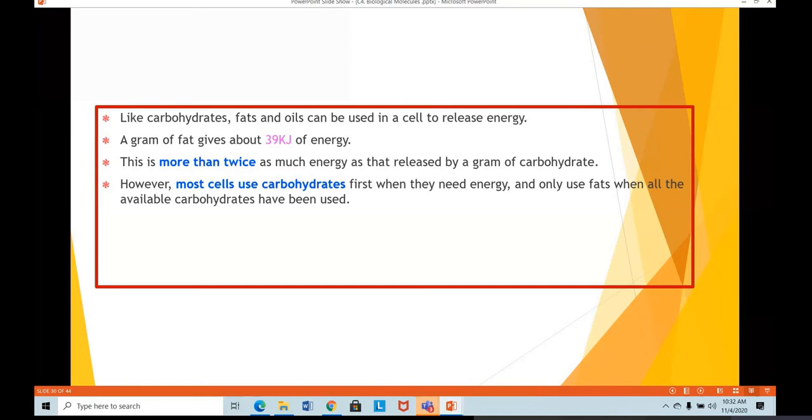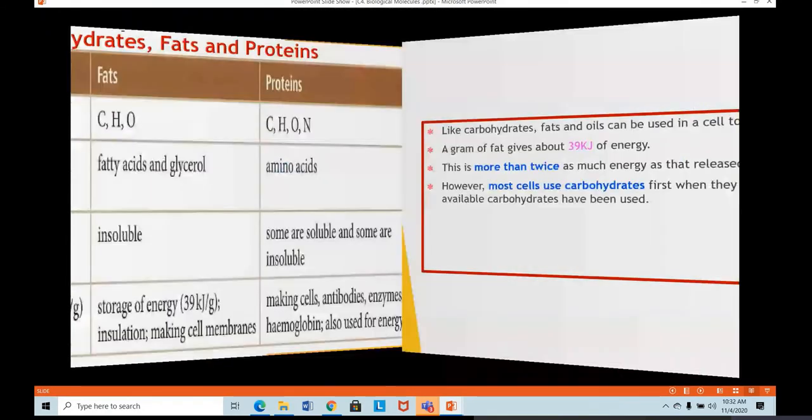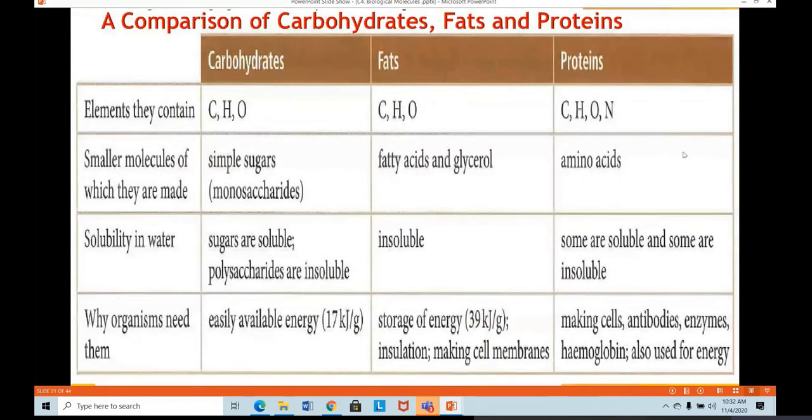Of course, fat provides the body with energy, but it is not immediately used as carbohydrates are broken down for energy. This energy from the fats is converted into adipose tissue and stored under our skin. And also the fat reserves are stored as glycogen in our muscles and in the liver so that whenever we need extra energy, we can use it. So here in this table, you can see the comparison of carbohydrates, fats, and proteins.